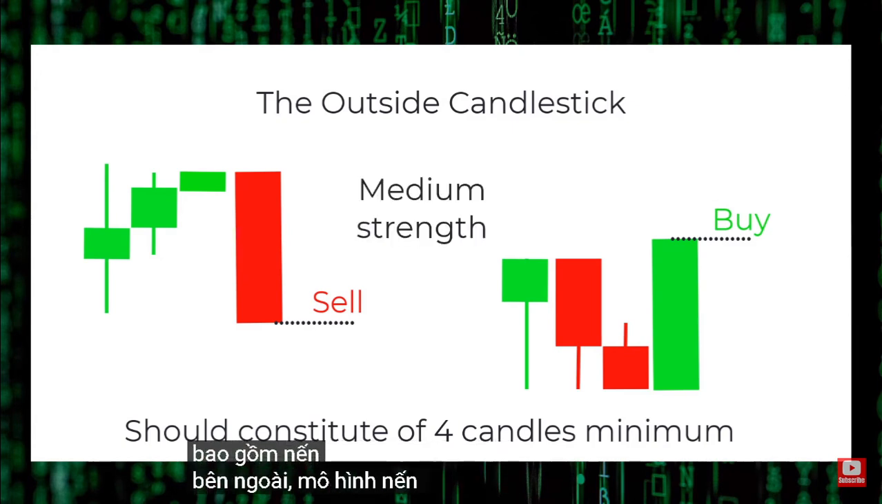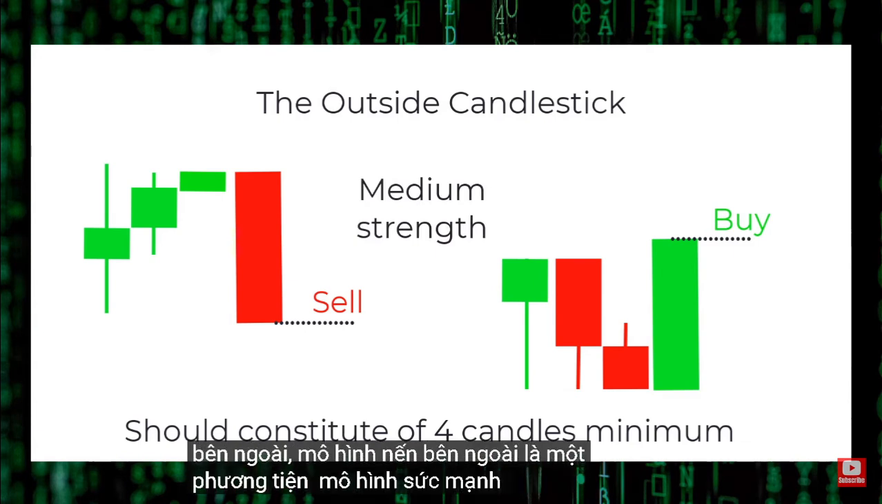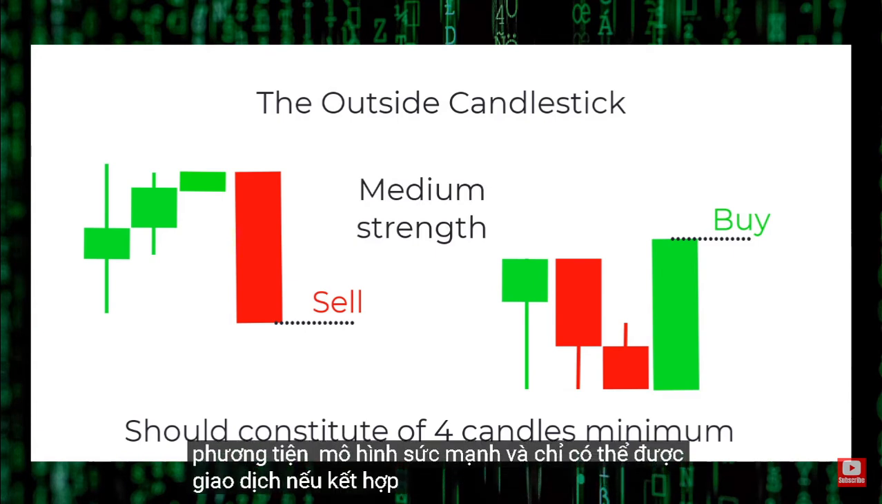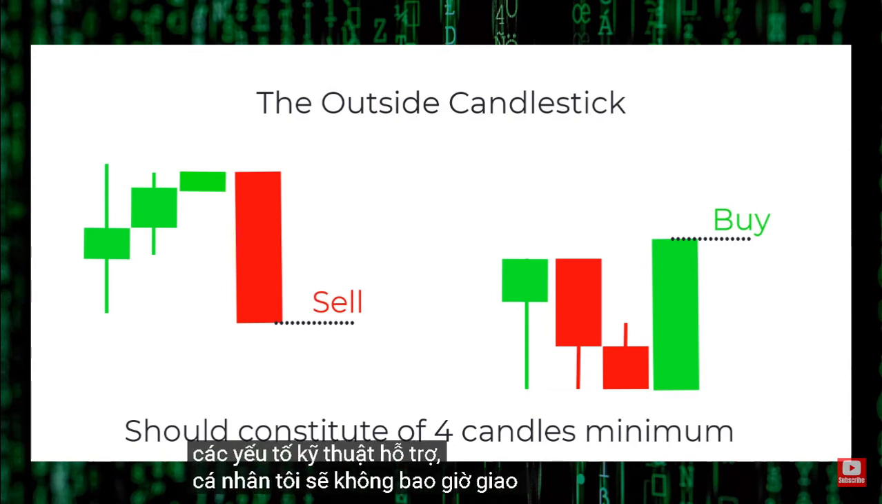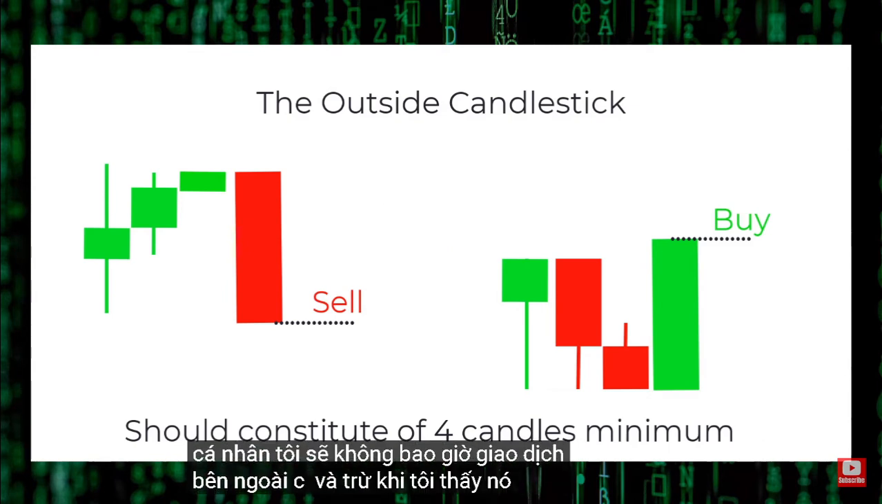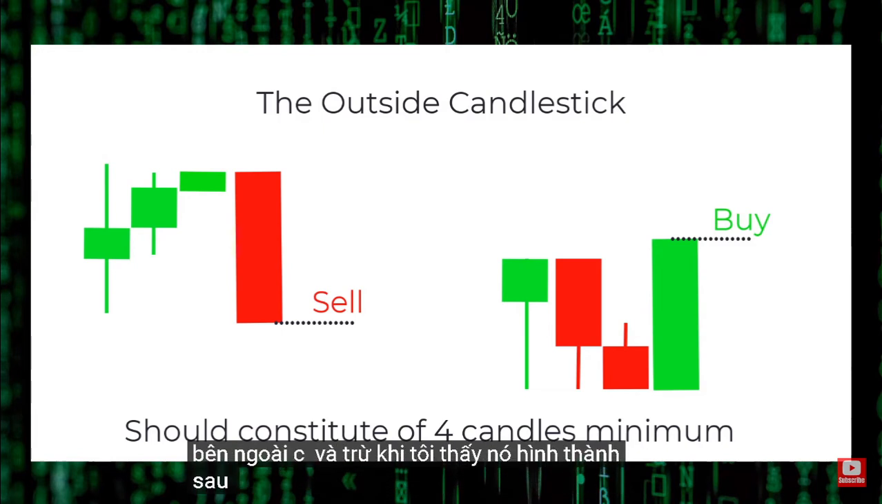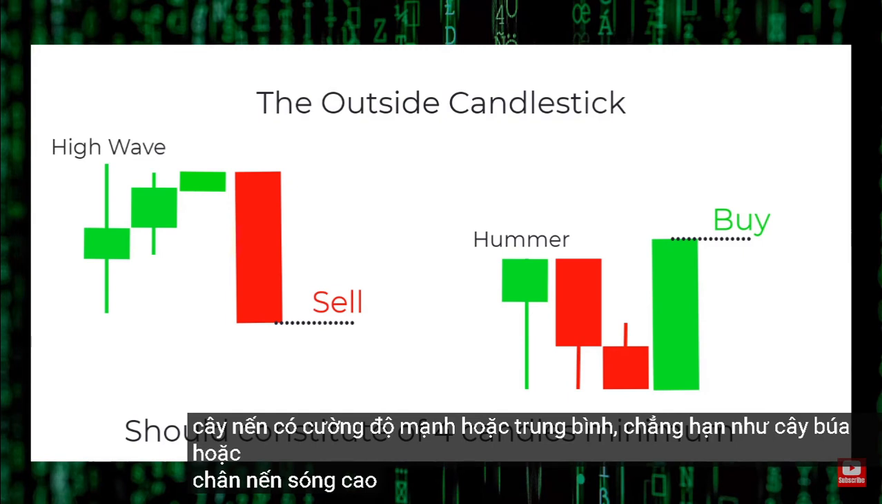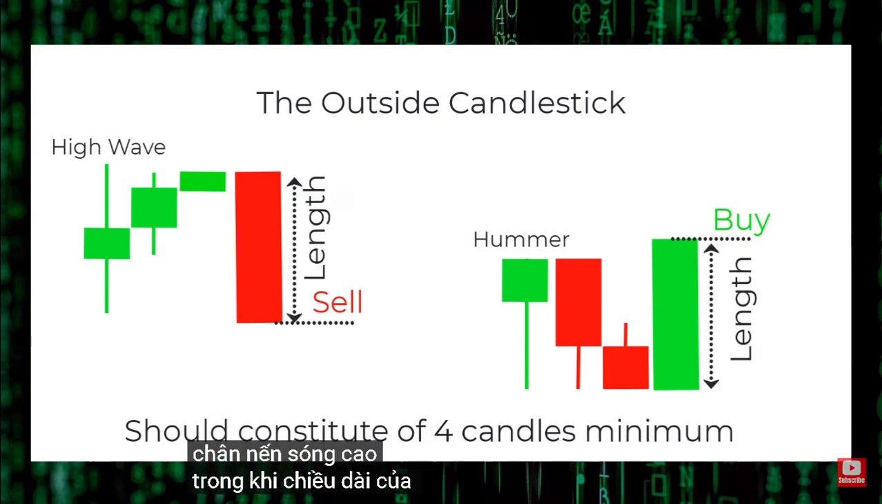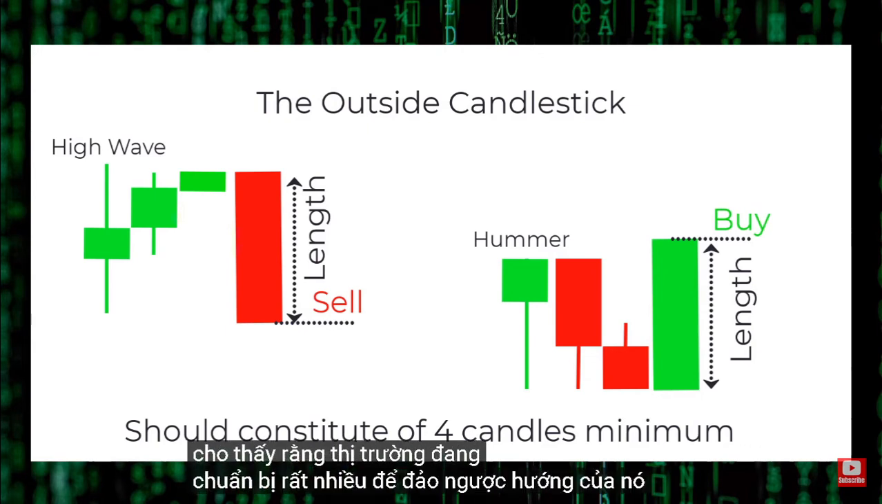The outside candlestick pattern is a medium strength pattern and can only be traded if combined with supporting technical factors. I would personally never trade the outside candle unless I see it form after either a powerful or a medium strength candle, such as the hammer or the high wave candlesticks. While the length of the body of the outside candle must be long enough to show that the market is heavily preparing to reverse its direction.